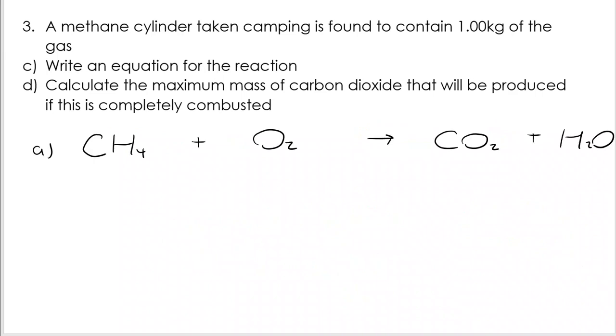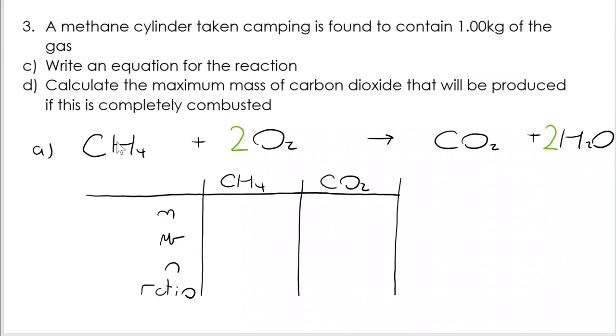We have the equation again, methane reacting with oxygen to make CO2 and H2O. I've added the balancing in, and then I draw out my table. I'm interested in methane and carbon dioxide. I have my mass, molecular mass, moles, and ratio. I've got a kilogram, so that's 1,000 grams of methane. The MR of methane is 16, carbon is 12, hydrogen 4 of them at 1 each. And 1000 over 16 gives 62.5.